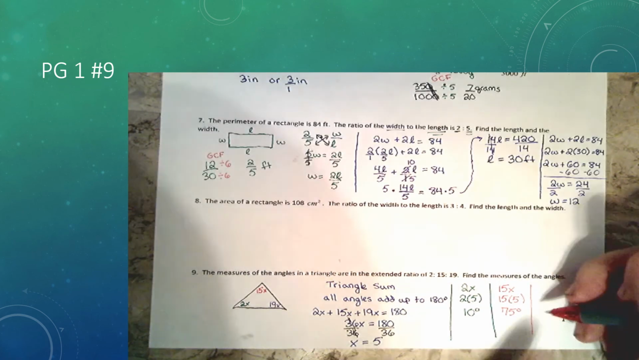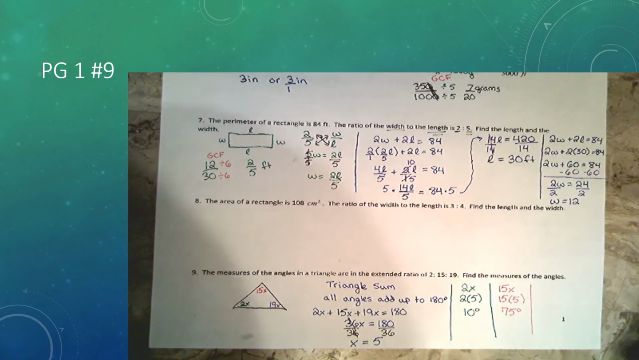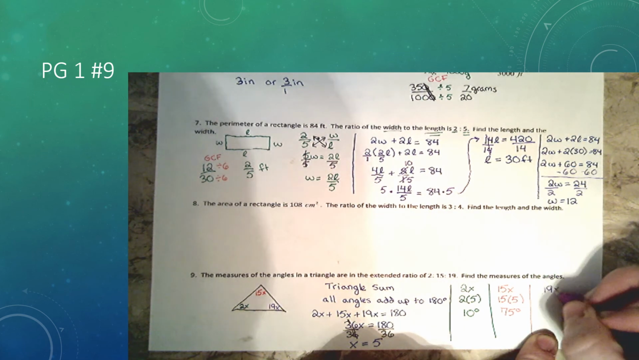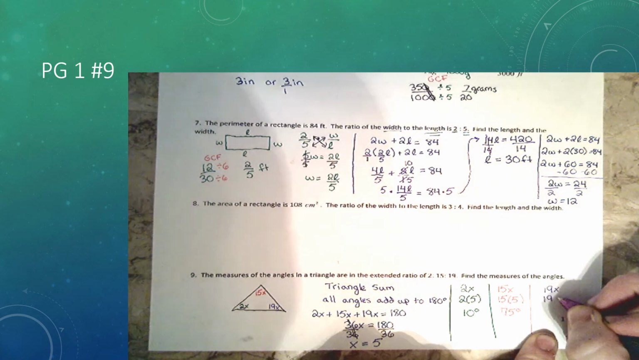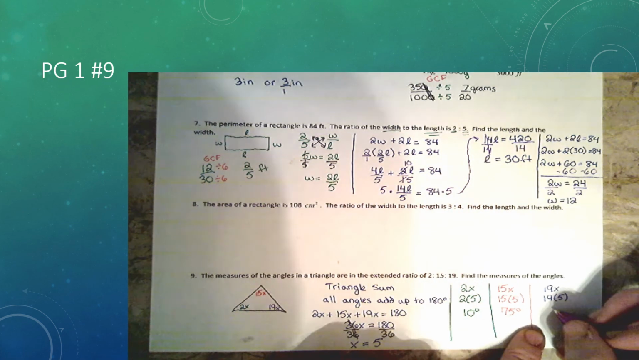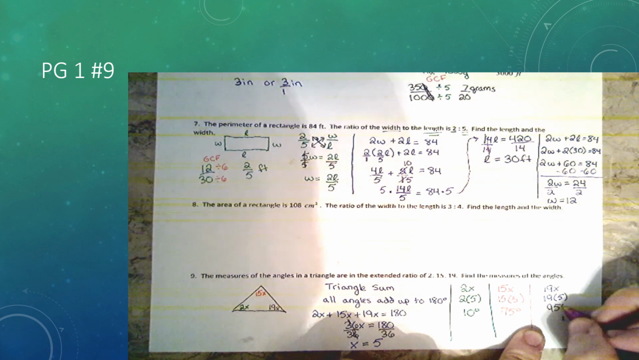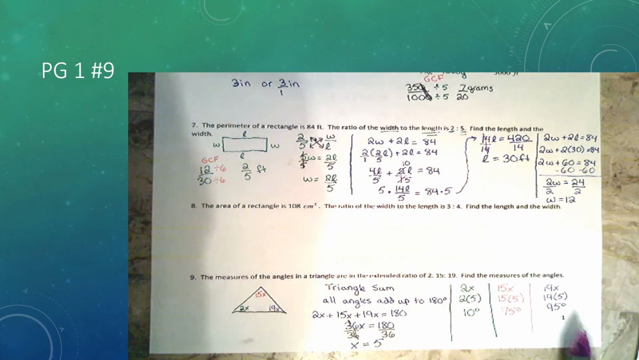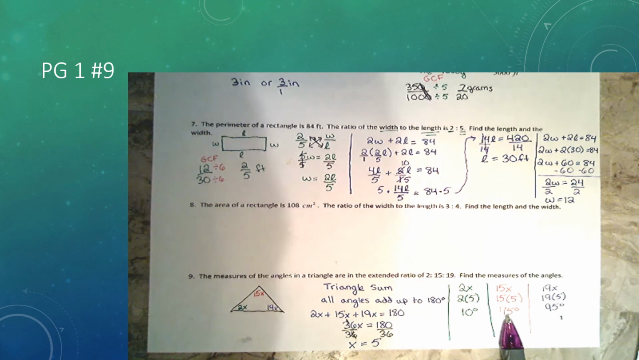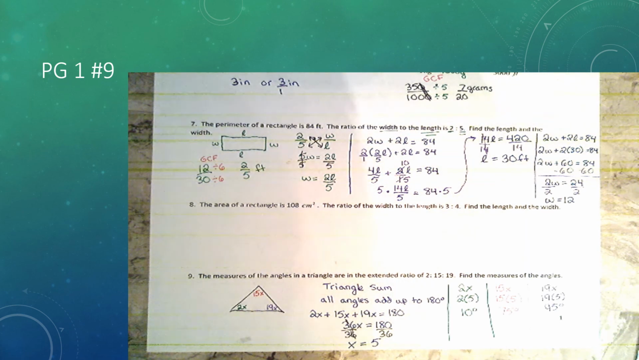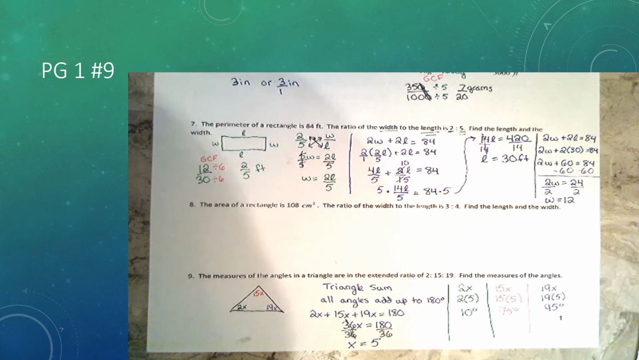Then the last one is 19x. Well, instead of x, we have 19 times 5. And that will give us 95 degrees. And wouldn't you know it, if I did 95 plus 75 plus 10, I would in fact get 180 degrees. So that is a way you can kind of check your answer and see if you got the correct thing.